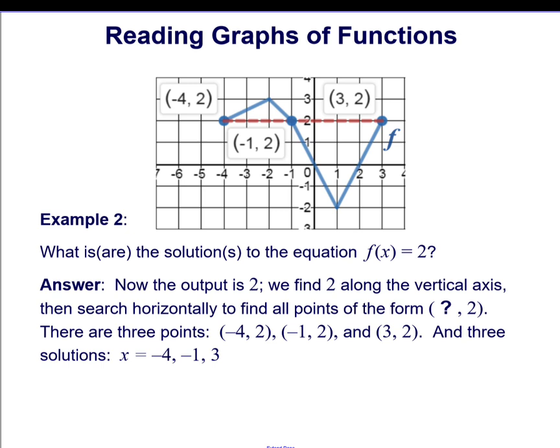Since in this case 2 is the output, we're going to search along the vertical axis, or the y-axis. So we go here where 2 is the output, 2 is the y-coordinate, and we look horizontally along this line. And we see that there are 3 spots that intersect the line: when x is equal to negative 4, when x is equal to negative 1, and when x is equal to positive 3. So as we stated, there are 3 points: negative 4, 2; negative 1, 2; and 3, 2. So the solutions are just the x-coordinates: negative 4, negative 1, and 3.